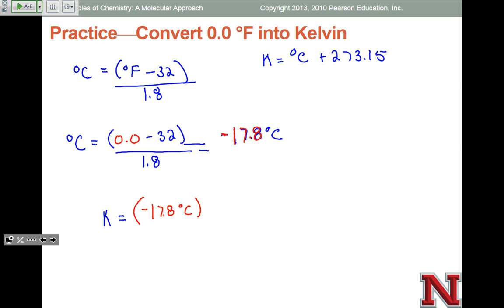And I'm just going to put it in parentheses because it has that negative number attached. I'll often do this just so you don't lose a negative number or get confused when you are doing a calculation and using an equation. So now all we have to do is the simple addition to get our Kelvin temperature, which is 255.37.